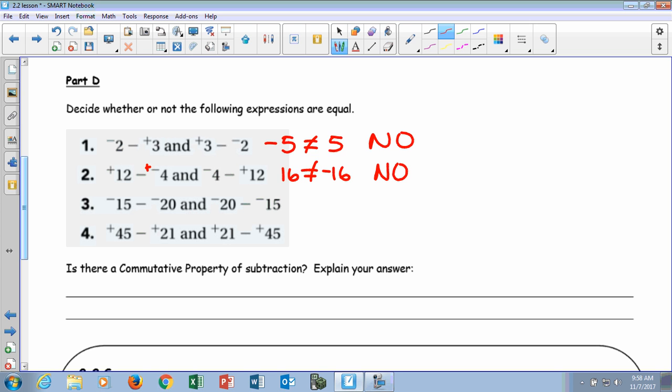So far, we're 0 for 2, right? You think any of these are going to work? Well, if I do this one here, this becomes 5. And this one here is negative 5, so that's a no. And if I subtract 21 from 45, that's 24. And if I subtract 45 from 21, that's negative 24. So those don't equal each other. So this is a big no.